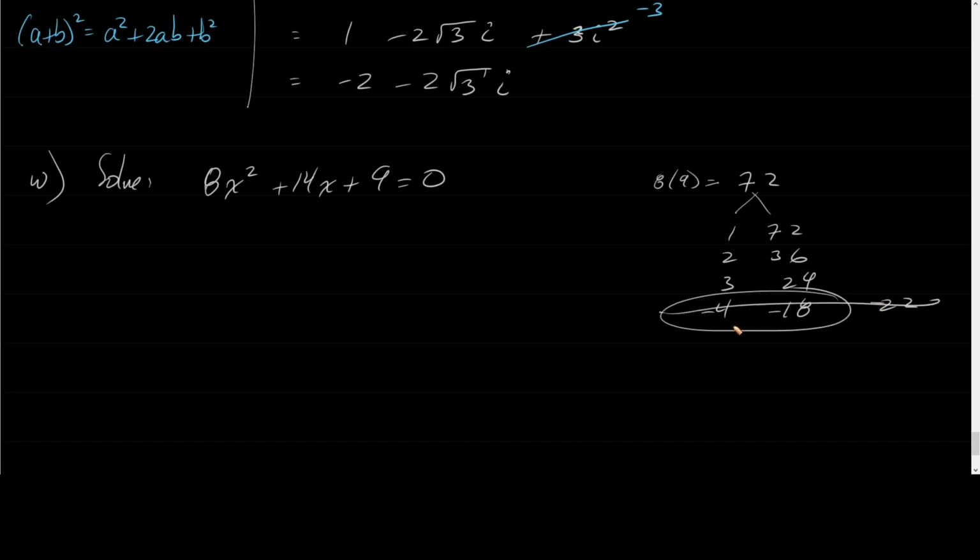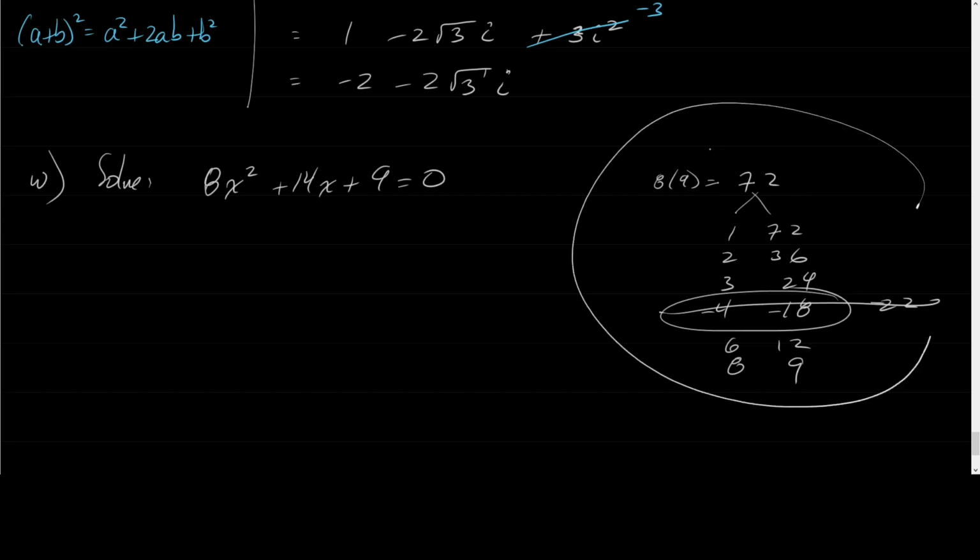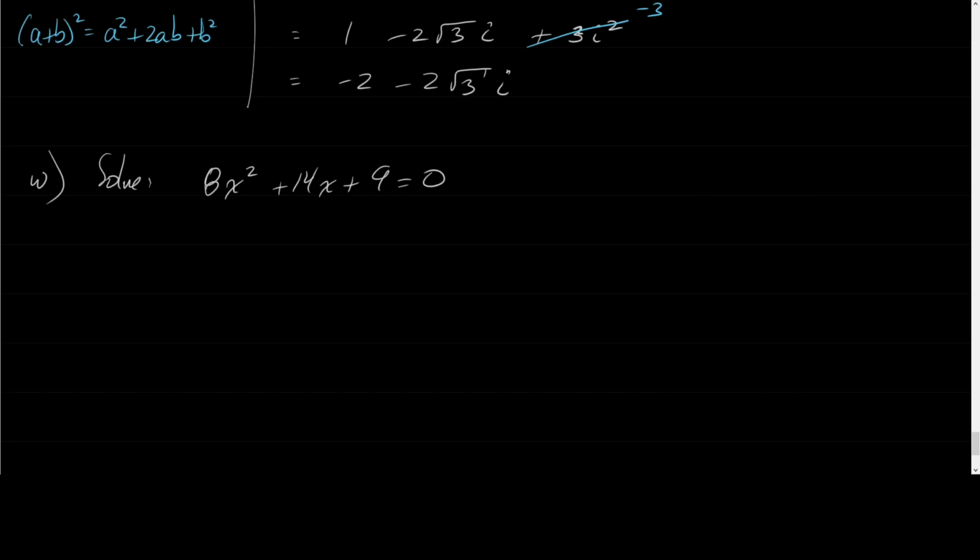All right. So then what else? What other options do we have? 6 and 12. That doesn't work. 8 and 9. That doesn't work. And then that's it. Those are all your options. So this is not factorable. So not helpful. Goes away. So what can we do?